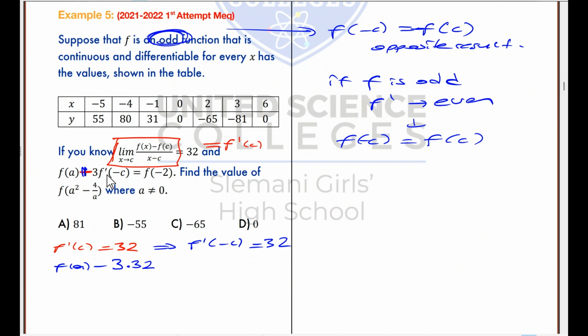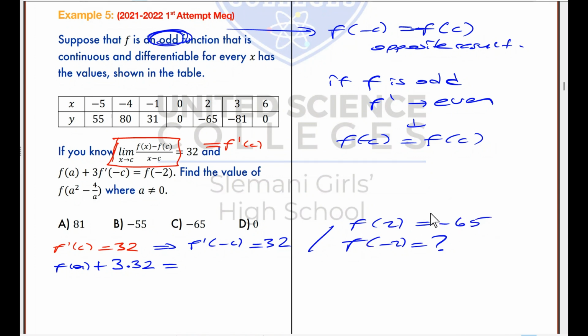Alright, what else? This plus, and equals f of minus 2. So, one more thing. What is f of minus 2? Do I have minus 2 in the table? I have 2 in the table. I don't know what f of minus 2 is, but I know what f of 2 is. F of 2 is given as negative 65.